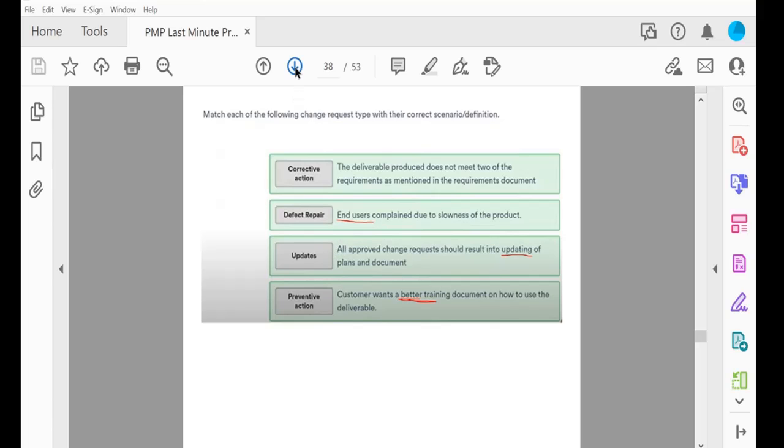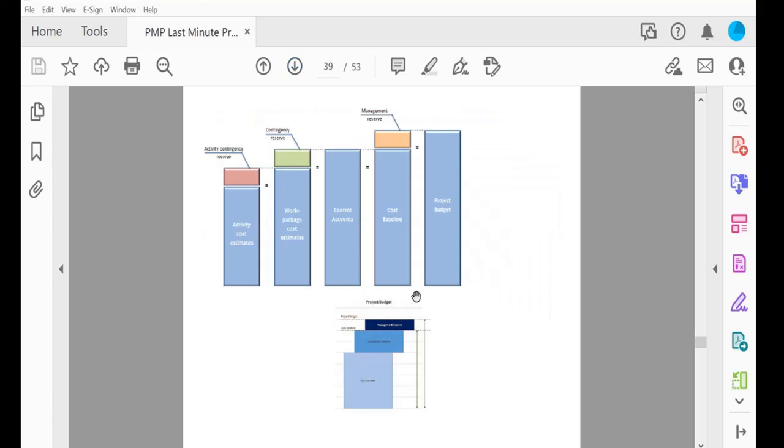Okay. So this one is important. There is a question that there are two types of reserve fund. One is contingency reserve, and another is management reserve. Contingency reserve is for risk management, and management reserve means if something happens, management puts some money beyond the project budget.